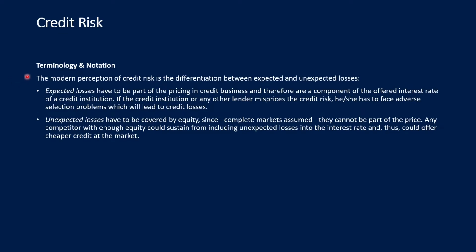The modern perception of credit risk is the differentiation between expected and unexpected losses. Expected losses have to be part of the pricing in credit business and therefore are a component of the offered interest rate of a credit institution. If the credit institution or any other lender misprices the credit risk, he or she has to face adverse selection problems which will lead to credit losses.